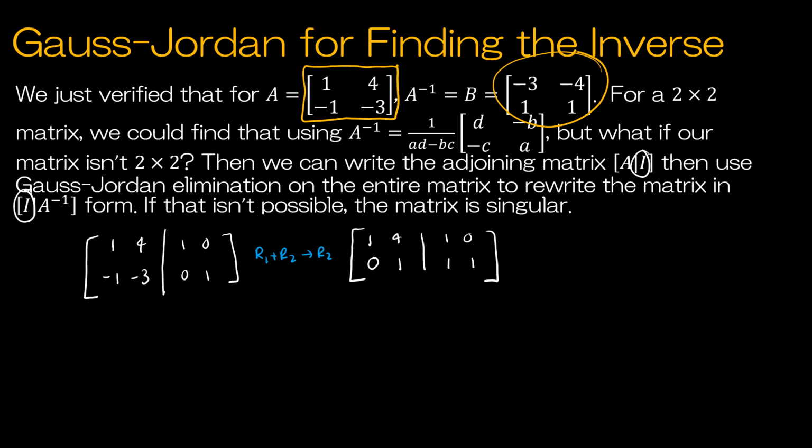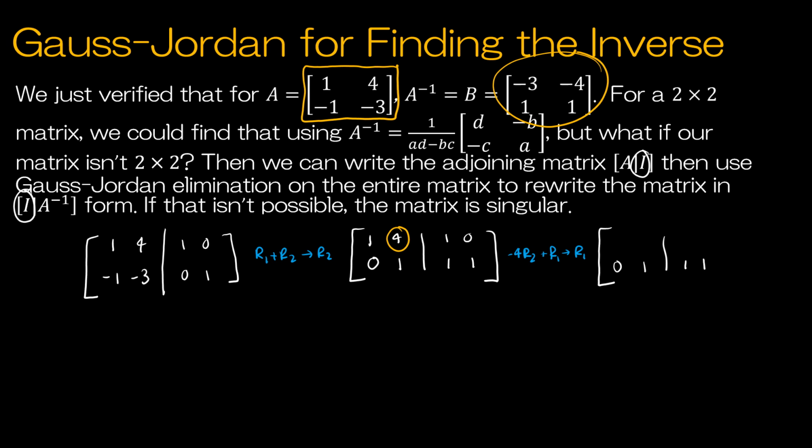Now I have 1, 0. I want this element to be a 0. So how am I going to do that? I'm going to take -4 times row 2 and add it to row 1 to be my new row 1. That's going to give me my same row 2.